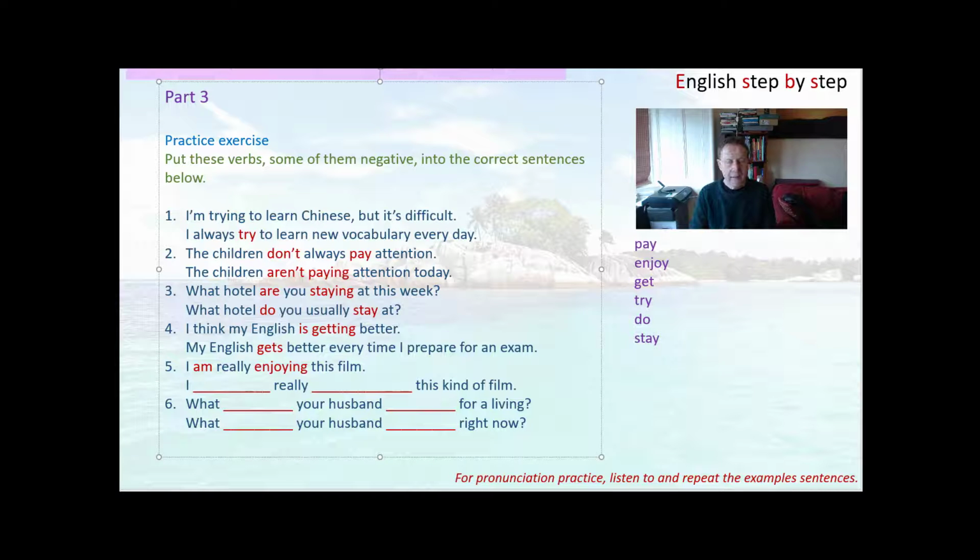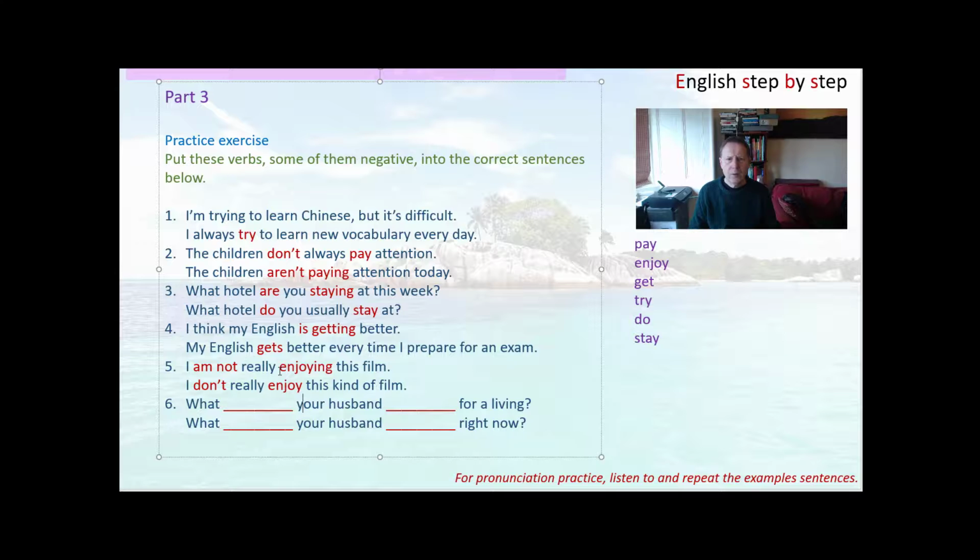Now, in this sentence, you can make it affirmative, in other words, positive, or negative. In this case, I'm going to make it negative, just to have an example of a negative in the exercise. So you put the negative here. I am not really enjoying this film. And the second one, I'm also going to put negative, but this time I'm going to make it in present simple. So if it's present simple, you need to use the auxiliary verb do, and the negative is don't. I don't really, and then the infinitive, enjoy this kind of film.